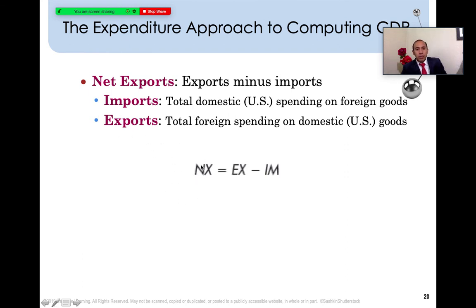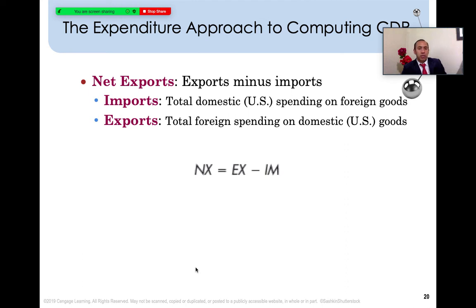Okay, so net exports. It's the difference between exports minus imports. Exports minus imports here will give you either a negative or a positive. If it's negative, we have a trade deficit. If it's positive, we have a trade surplus. And if these two are equal and it's zero, we have a balance of trade. Very few countries have a balance of trade.